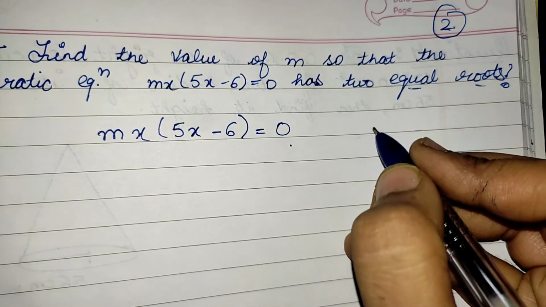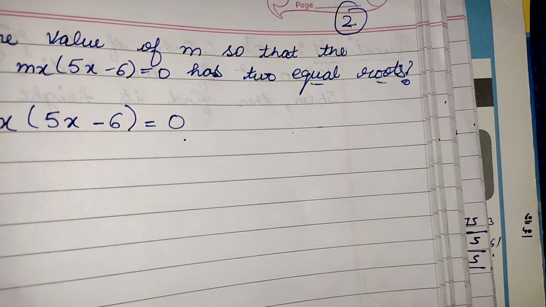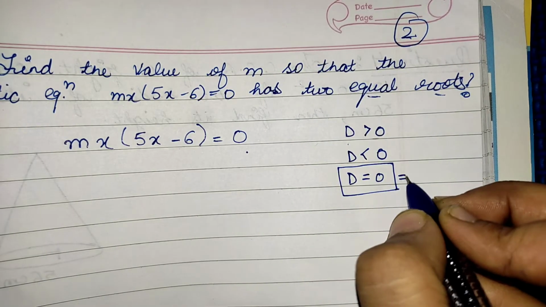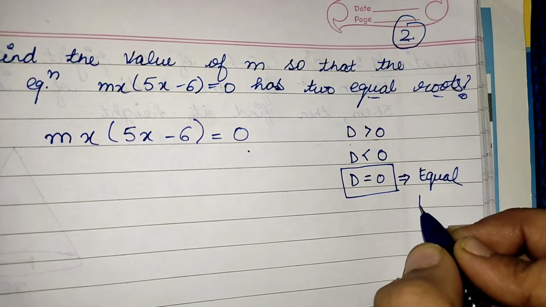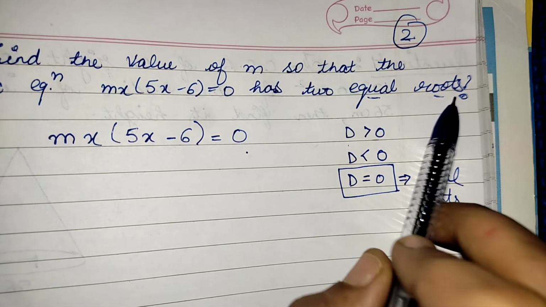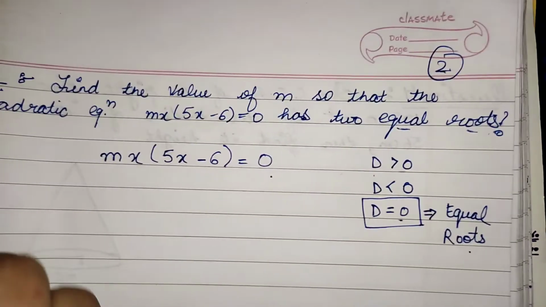Equal roots means, I have told you one condition when we were discussing the quadratic equations chapter, that the discriminant D is equal to 0. So when D is equal to 0, then equal roots will exist, right? What is given to us? That this quadratic equation has 2 equal roots. That means D is equal to 0.